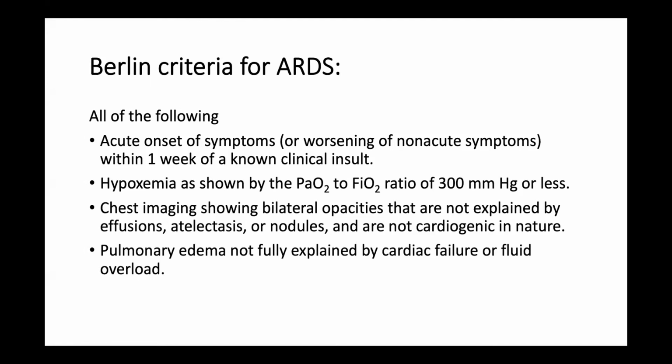Then the last one is pulmonary edema, not fully explained by cardiac failure or fluid overload. The patient comes in with pulmonary edema, and the cardiac output is normal, and the patient is not having fluid overload, like there is no peripheral edema, then you should consider that this pulmonary edema is due to acute respiratory distress syndrome. So all of these four should be met while defining the patient to have acute respiratory distress syndrome.